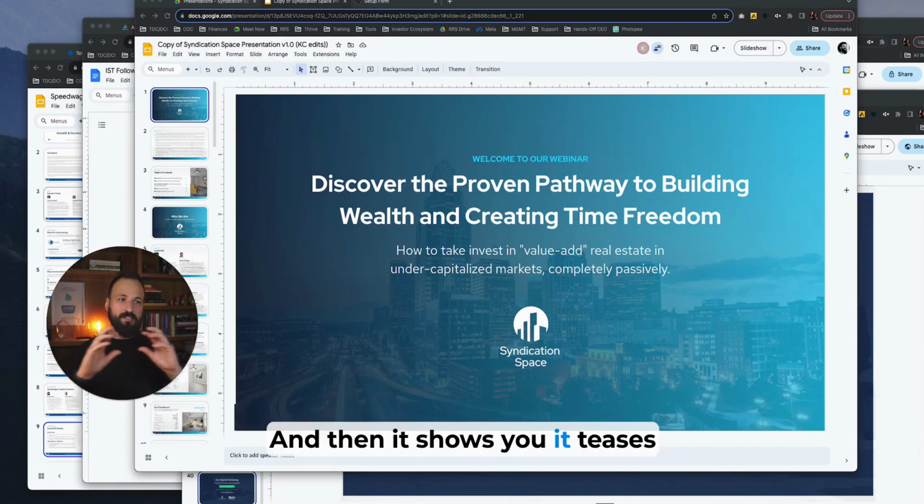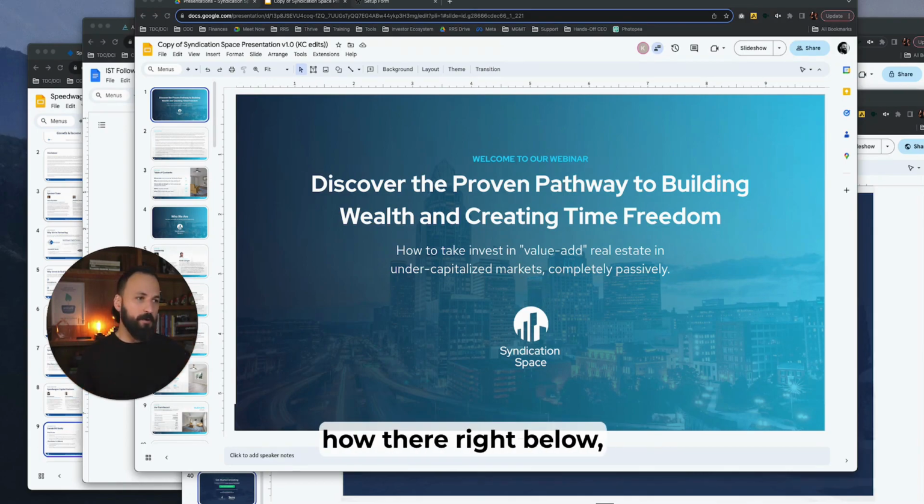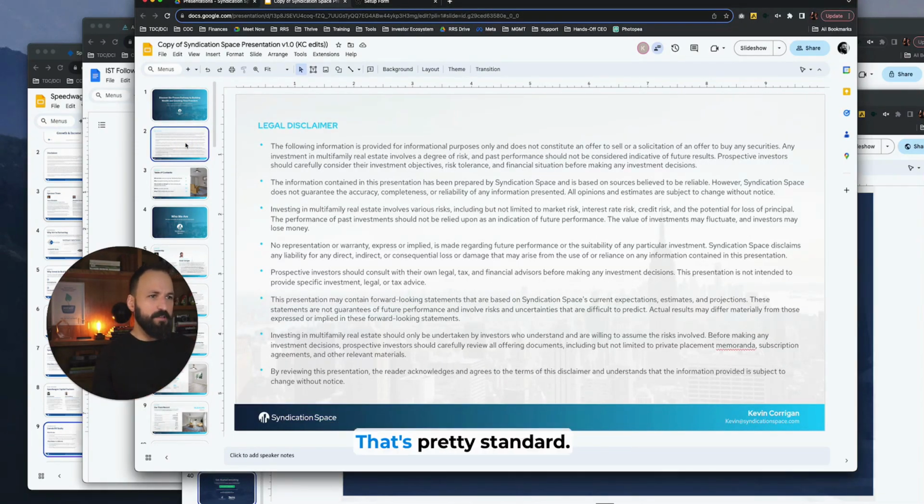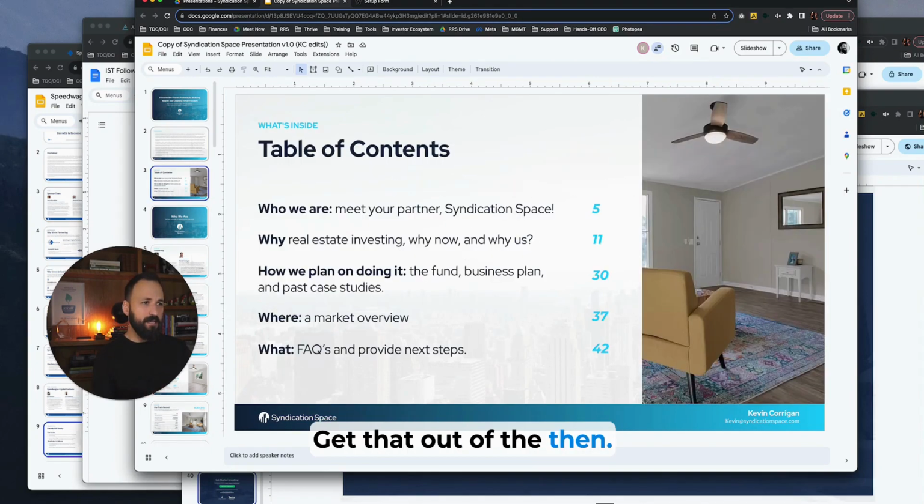And then it teases out a little bit of the how right below, and it tells you a little bit about the asset class, the investment strategy, and so forth. Generally at this point, we're going to get rid of the legal disclaimer. That's pretty standard. Get that out of the way. Then table of contents, always good to set pace for what there is to expect in this presentation.